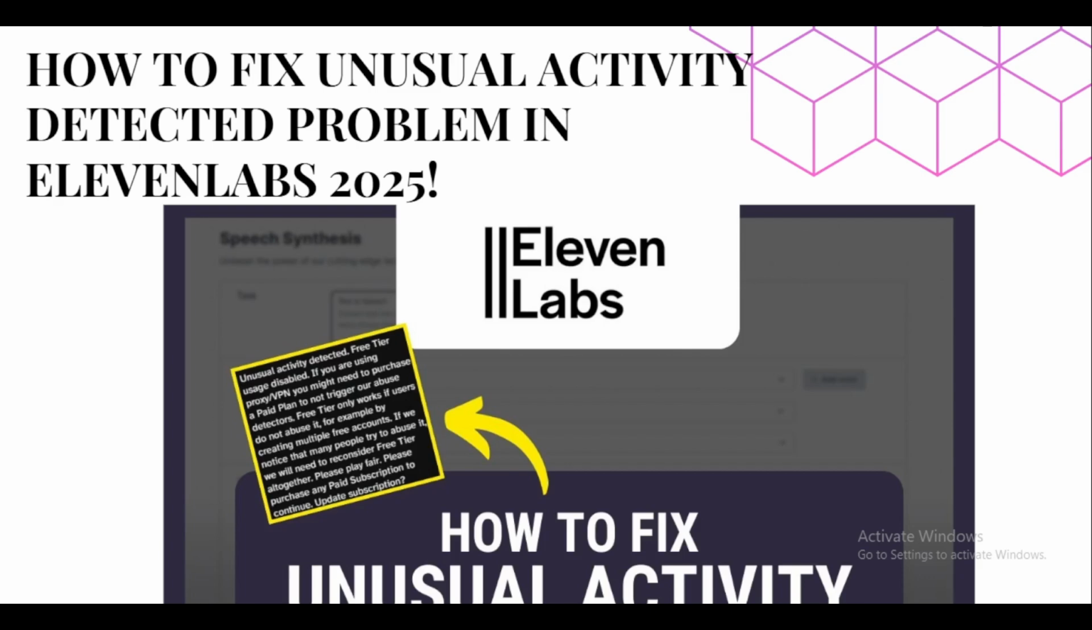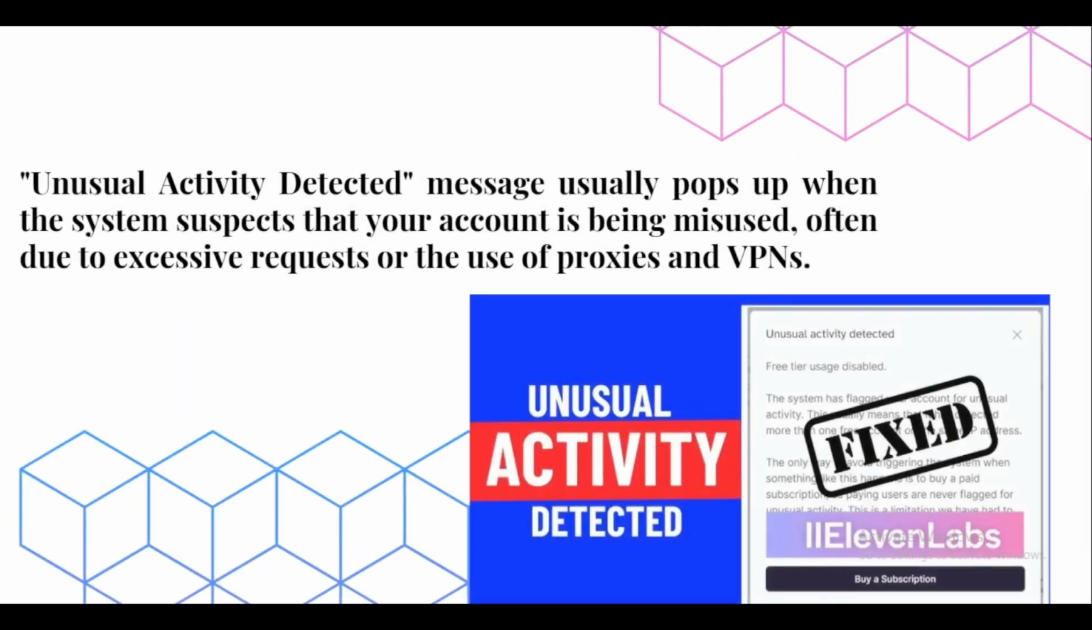First things first, let's understand what this error means. The "unusual activity detected" message usually pops up when the system suspects that your account is being misused, often due to excessive requests or the use of proxies and VPNs. This can be particularly common if you are on a free tier, which has stricter limits. So, if you see this message, it's time to take action. Here's what you need to do.